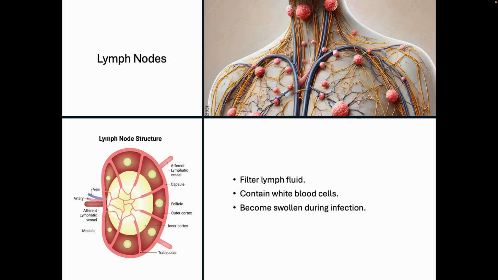Ooh, I really liked this picture up here. It's probably AI, but lymph nodes. Here's a little picture of the lymph structure for funsies if you kind of wanted to know. So the lymph nodes filter the lymph fluid. They contain the white blood cells, and they become swollen during an infection.